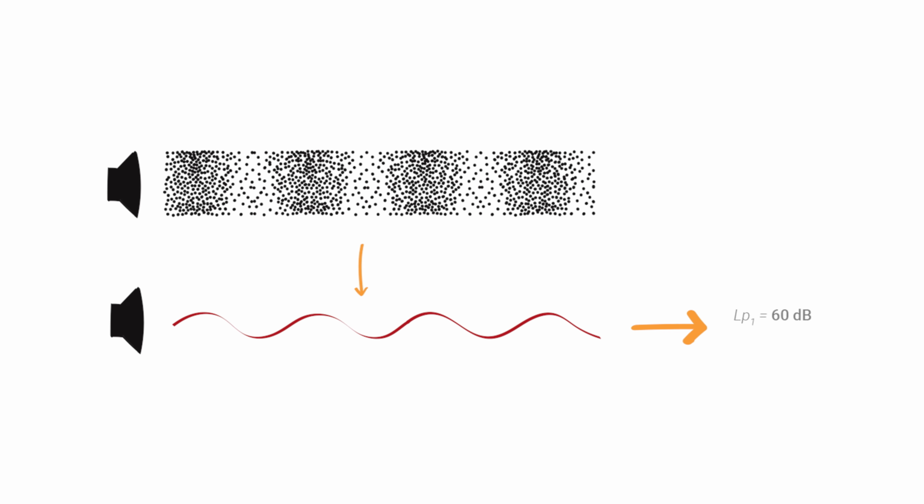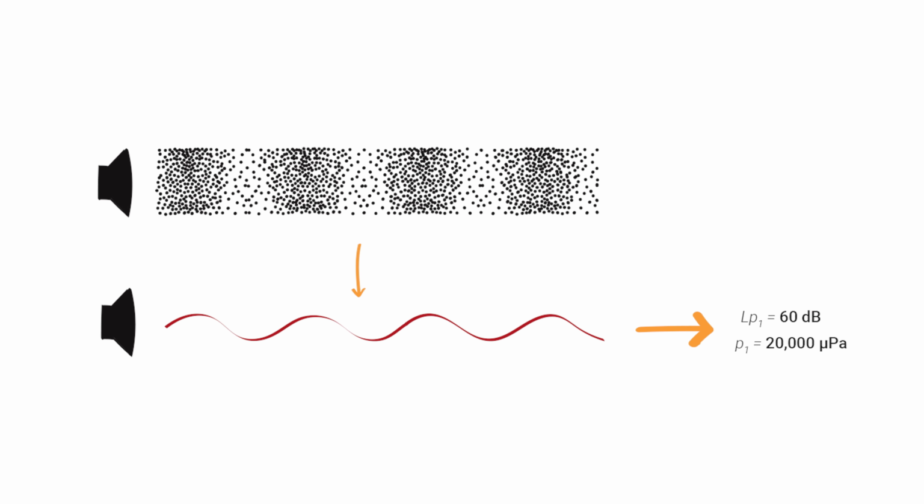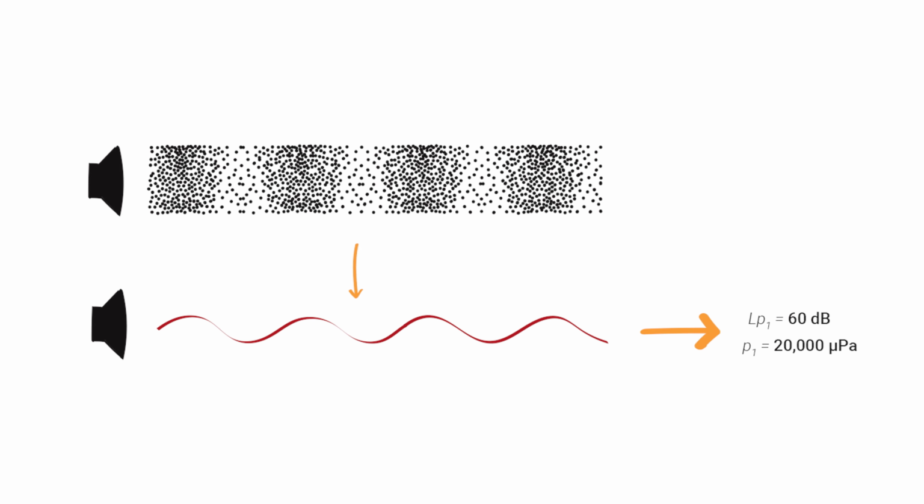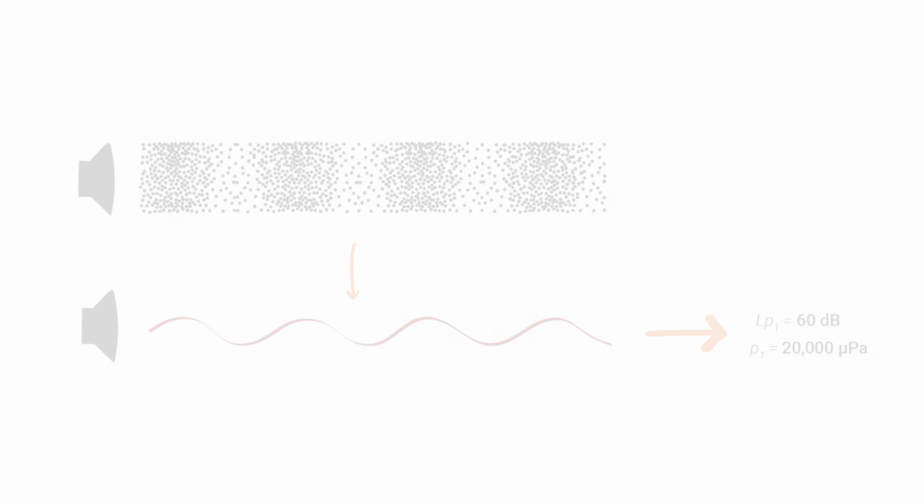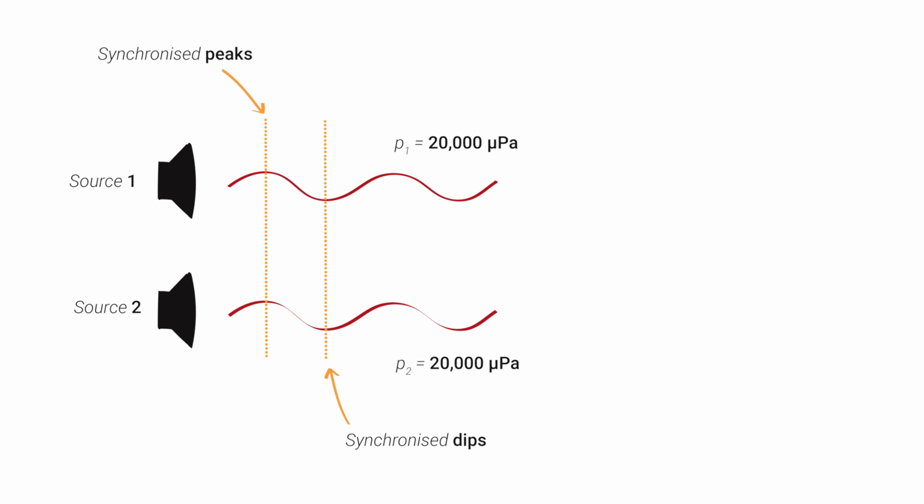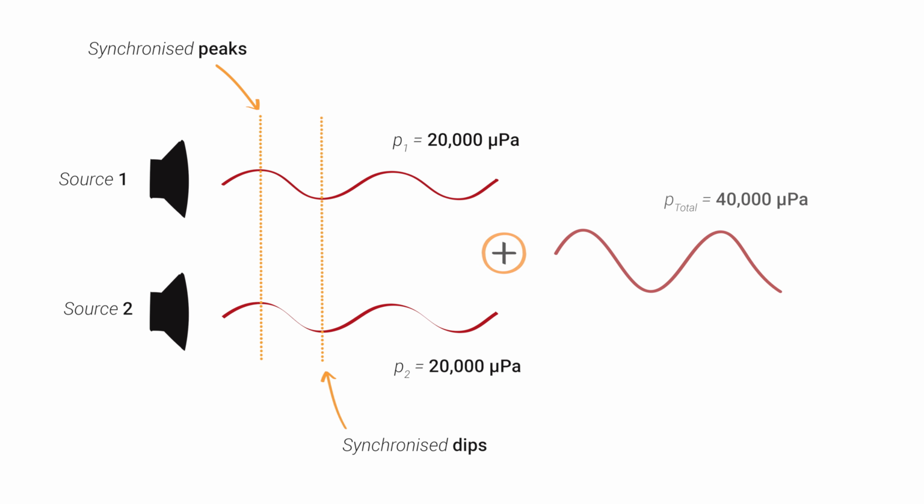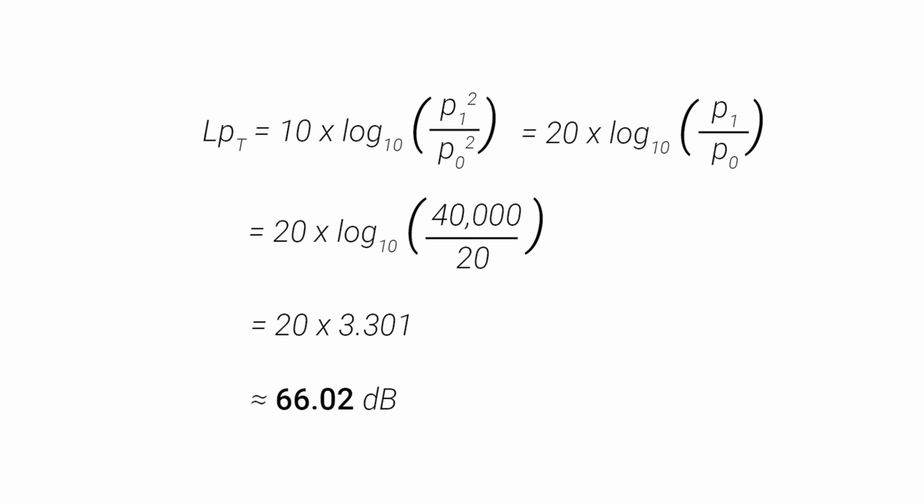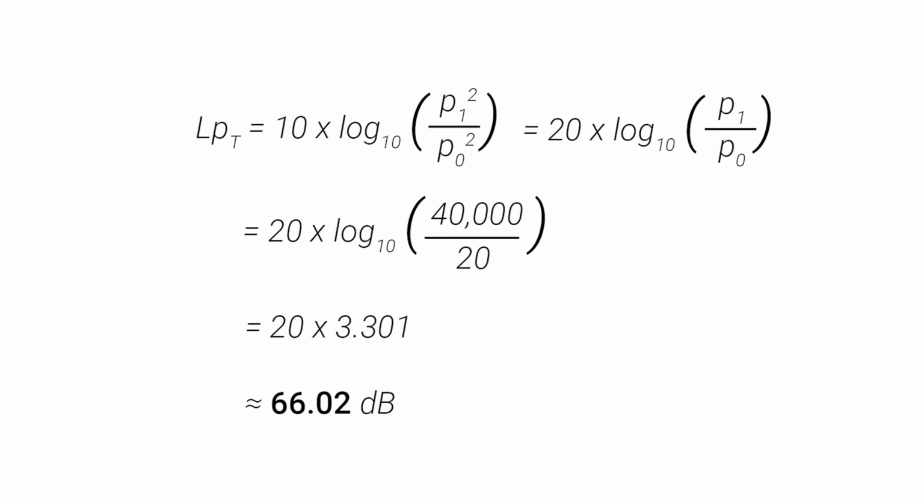Suppose you have a single sound source measured at 60 dB sound pressure level, SPL, which corresponds to a sound pressure of 20,000 micropascals. Let's call this value LP1. Case 1, the perfect phase alignment, which is very rare. Consider two identical sound waves that are perfectly in phase. Their peaks and dips happen exactly at the same time. Their sound pressures add directly. From there, we calculate the total sound pressure level. So two perfectly aligned 60 dB sounds would result in about 66 dB SPL, leading to a 6 dB increase.